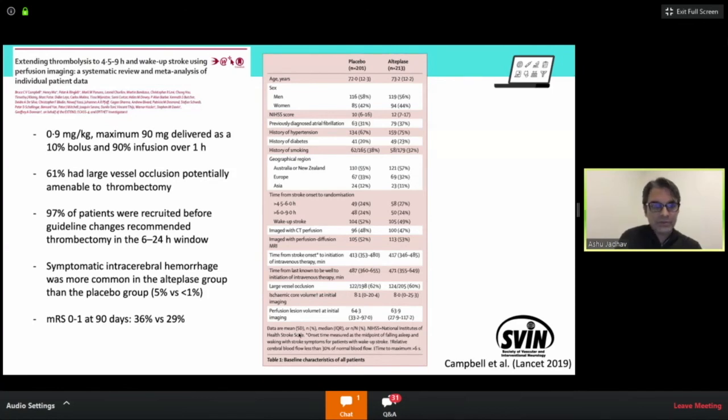Almost all of these patients were recruited before the late time window guidelines were published. And again, you can see there's a symptomatic hemorrhage rate that is higher in the alteplase group, but nonetheless, the primary endpoint of mRS 0 to 1 at 90 days was higher in the alteplase group versus the placebo group. So really, there is data supporting using this approach with some of these caveats.